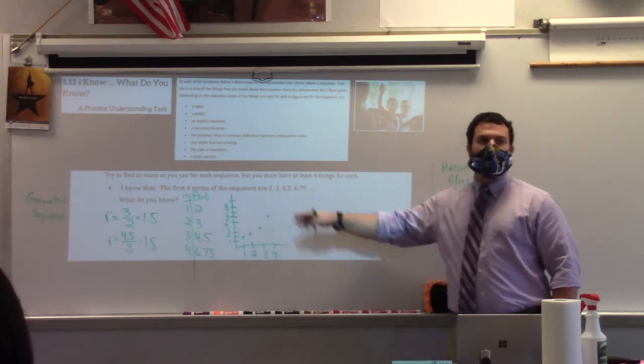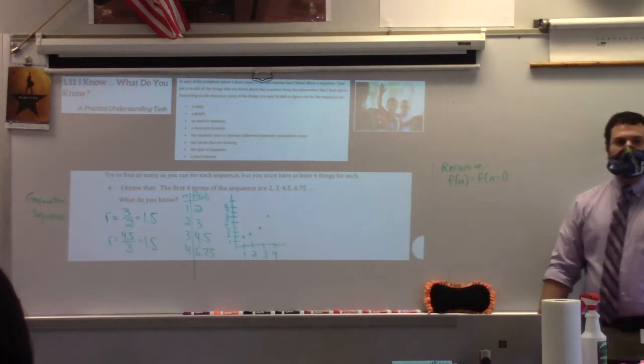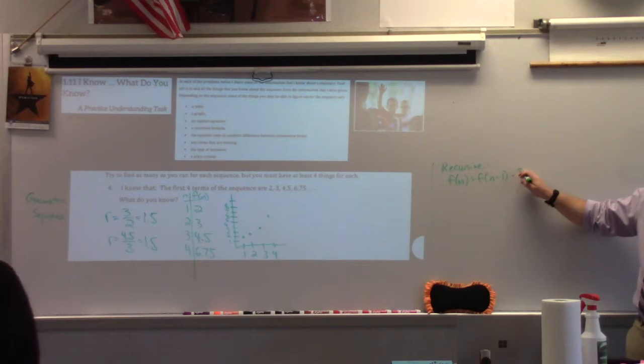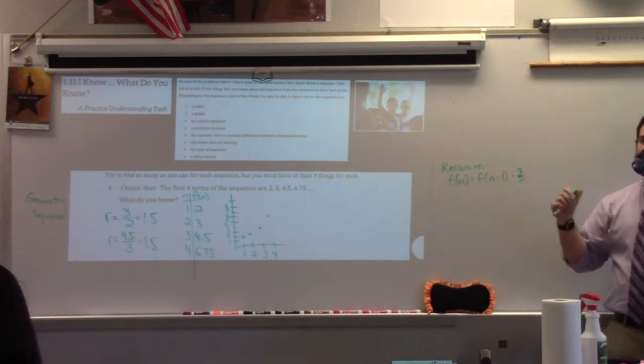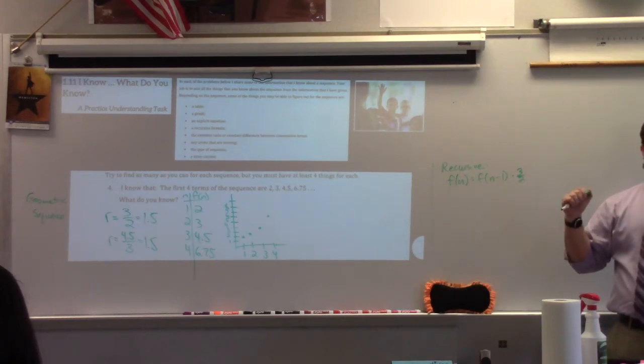So what am I doing to 2 to get to 3? Doing to 3 to get to 4.5? Multiplying by 1.5. And some of us wrote it as 3 halves or multiply by 1.5. Either way works. Is that enough, though, to define that recursive? No. You always need that starting point.